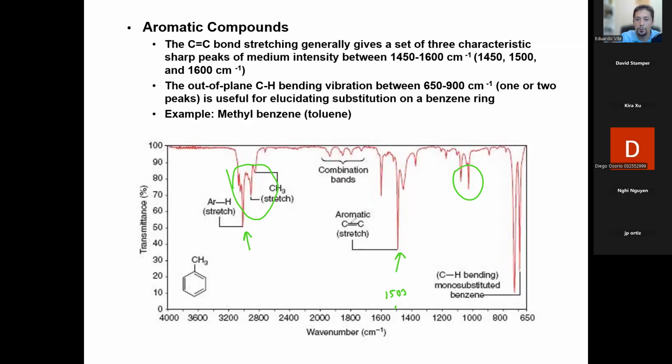So if you see those two specific ones, if you don't see a lot of functional groups, that's most likely some sort of ring. So in this case, it would be methylbenzene. You can see the structure is right here. It's just a methyl group with a benzene ring. So any questions about this?